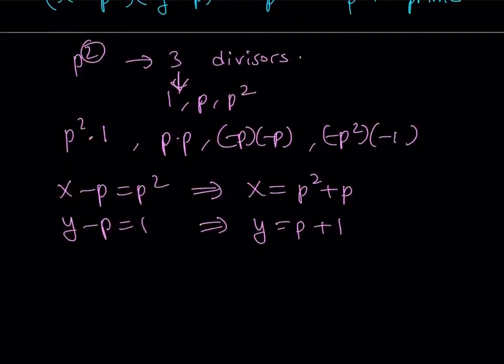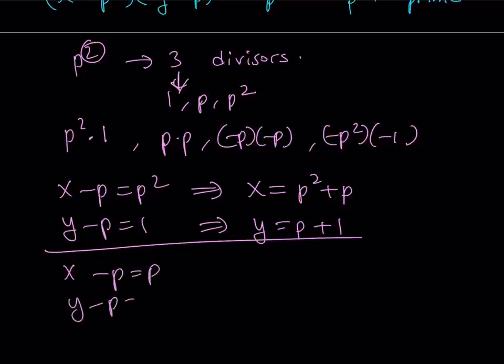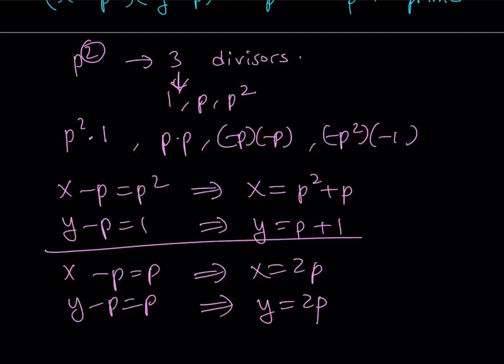Okay? So I can safely say that x is equal to, well, maybe we can do the switches at the end. Okay. Now, for the second situation, we have x minus p can be p, and y minus p can be p as well at the same time. From here, we get x equals 2p, and y equals 2p. Okay, so that's just another set of solutions.